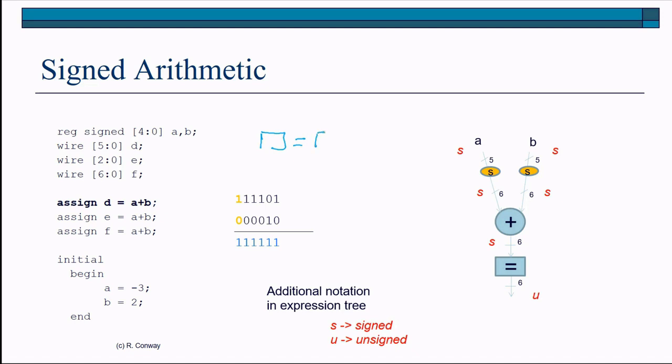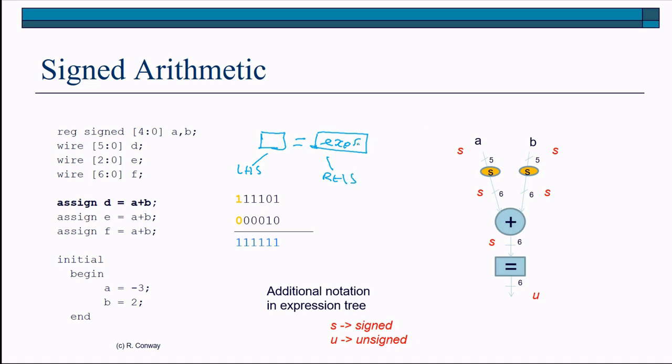The left hand side is equal to the right hand side. So we've got an expression on the right hand side, and in the case of a continuous assignment, we've got a wire on the left hand side. This is our left hand side, and this is our right hand side.